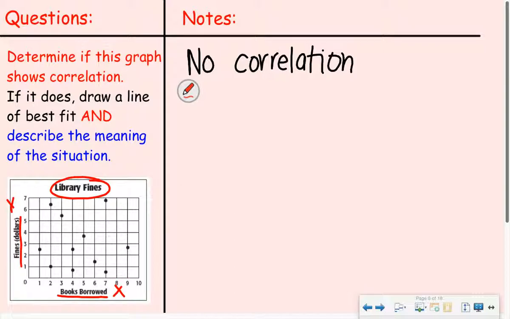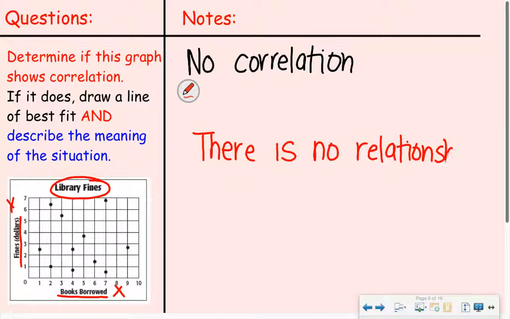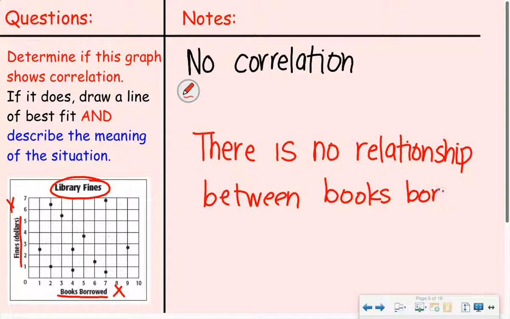So that just means there is no relationship between books borrowed, or X, and fines, which is our Y.